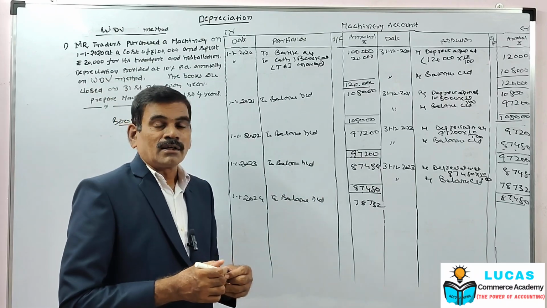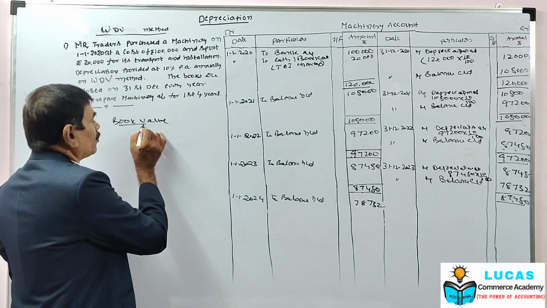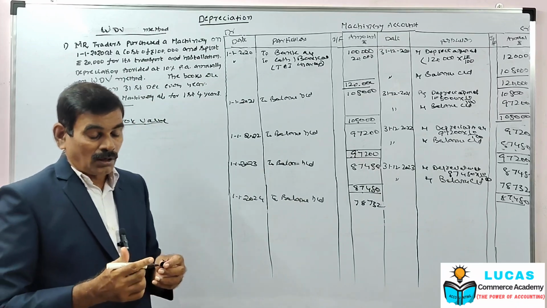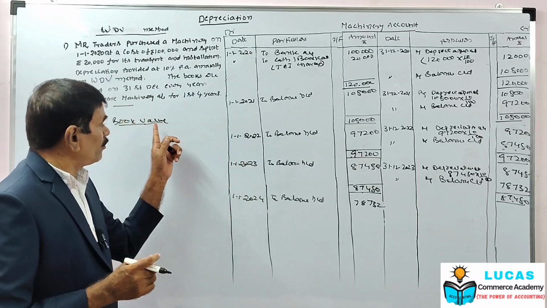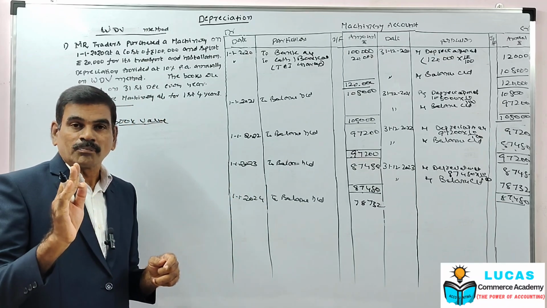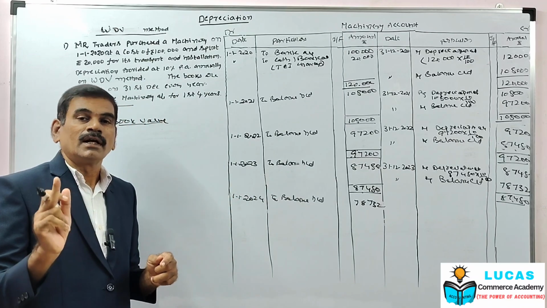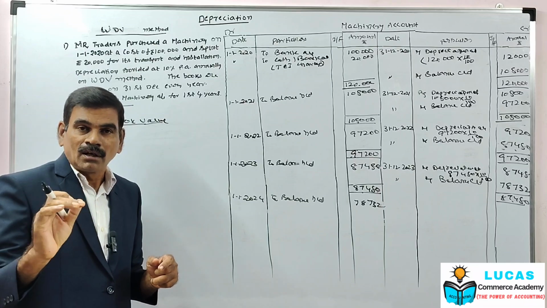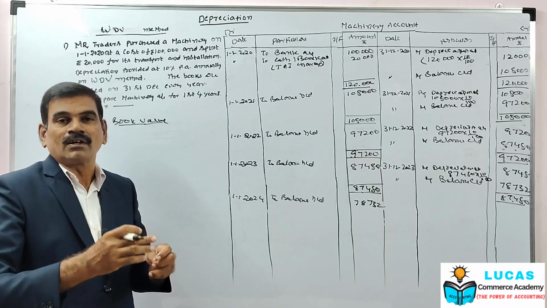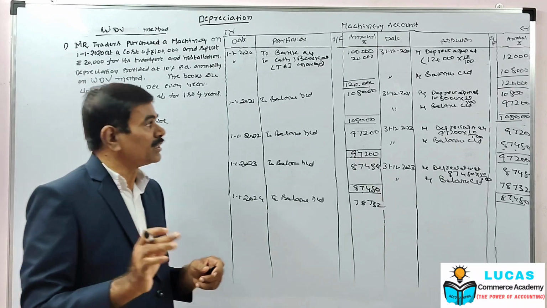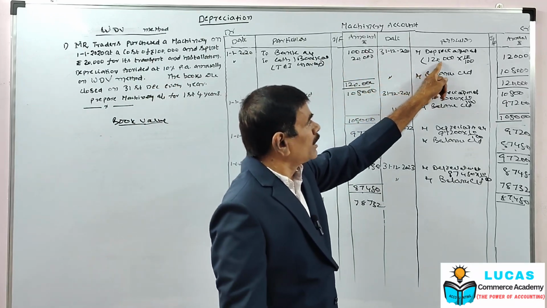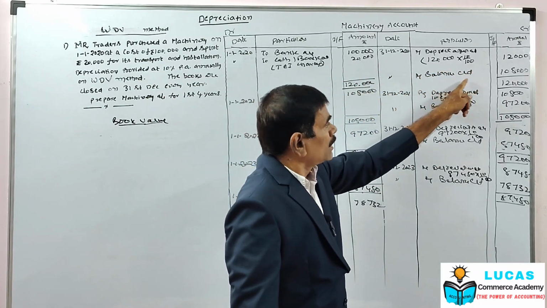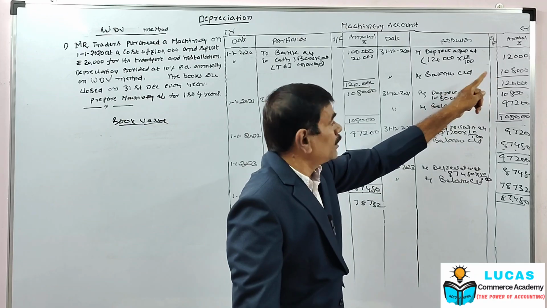Okay, so here the powerful word is book value, or diminishing value, or written down value, or reducing balance value. Book value means the value which appears at the beginning of every year, and on that figure we are going to calculate depreciation. So first year, 1,20,000 is the book value, 1,20,000 into 10 by 100 is 12,000. So the resulting figure balance is 1,08,000.